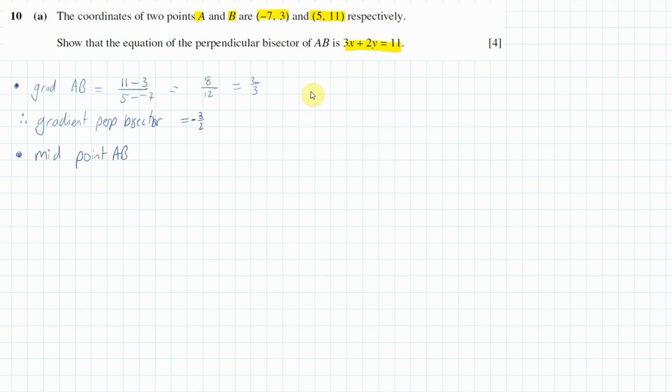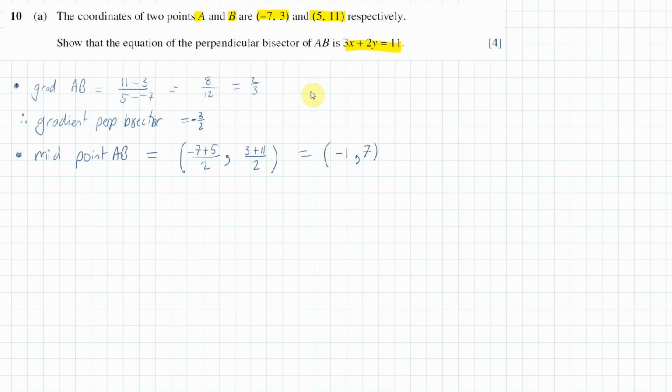Now I'm going to find the midpoint, because I need that for the perpendicular bisector, because a bisector runs through the middle of a line. So midpoint AB is equal to, I'm just going to add together my x values and divide them by 2, add together my y values, and also divide them by 2. And so in this case we have a midpoint of -1, 7.